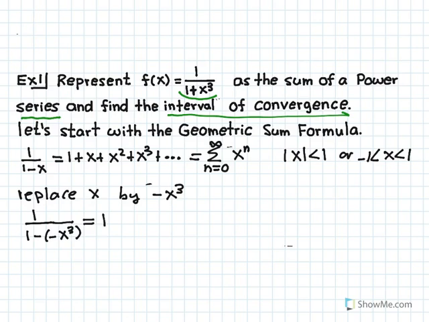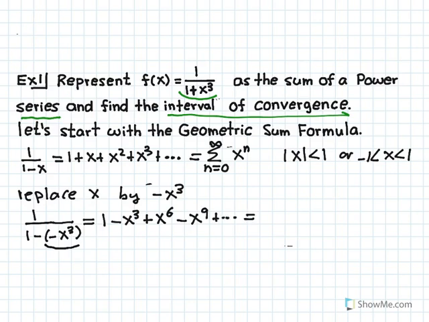is equal to 1 times the common ratio. This is now the common ratio, minus x cubed. So we get minus x cubed. Minus x cubed times minus x cubed gives us plus x to the 6. X to the 6 times minus x cubed gives us minus x to the 9, and so on.